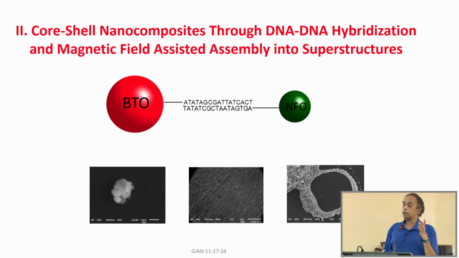So, we thought that if you can use DNA to assemble these core shell particles, maybe it's easy to form superstructures. We didn't form any superstructure other than using a magnetic field to assemble them into films. But people in the future may take this initial study and build on it to make superstructures of these composites, hopefully.